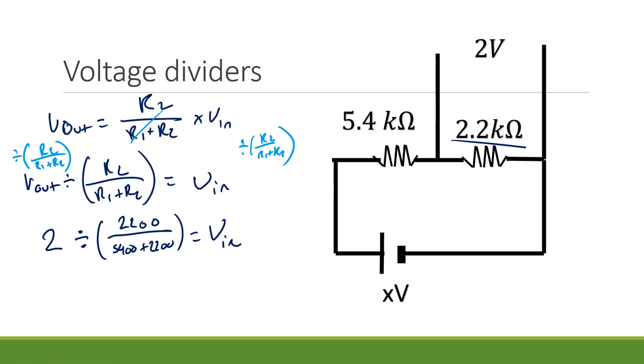6.91 volts is the correct answer. At least that's what I got. Vin equals 6.9 volts. So it's just by rearranging it.